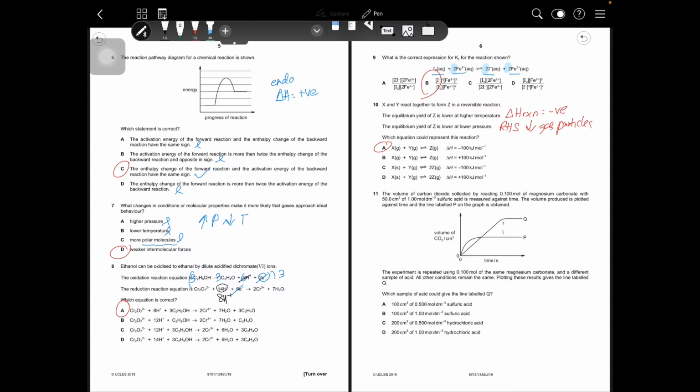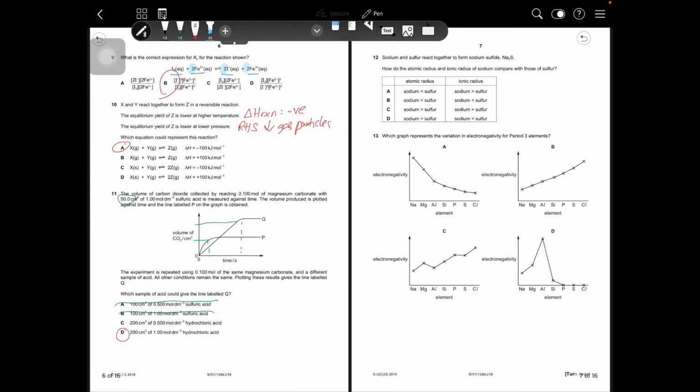Q takes a longer time to reach completion compared to P, which means that Q and P use different acids. From there we can delete A and B because here you are using the same acid. And from the volume of carbon dioxide produced, we can also see that Q produces more carbon dioxide compared to P, which means that more acid is used in Q compared to P. So the answer will be D.